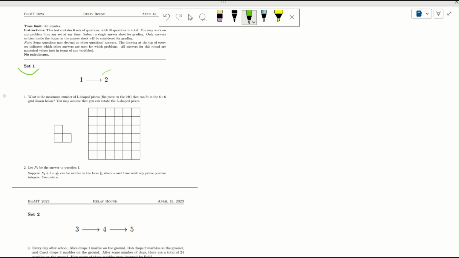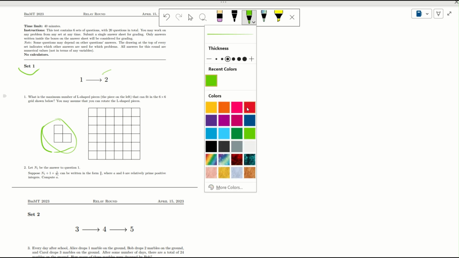Let's get started. Problem number 1 says: what is the maximum number of L-shaped pieces, as you see here, that you can fit in this 6x6 grid shown below. You can assume that we are going to rotate the L-shaped piece to fit the maximum number of possible L-shaped pieces. The problem is really easy.